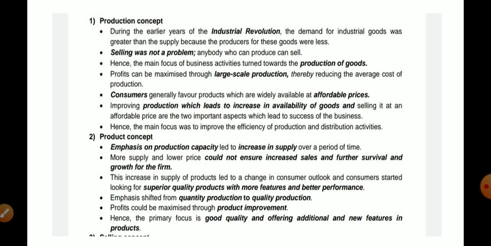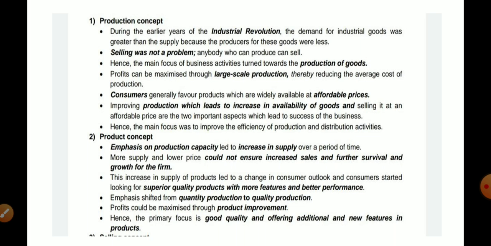Next is the product concept, an example being Apple's iPhone. They use the product concept. They emphasize production capacity and increasing the supply over a period of time. The lower price could not ensure the increase in sales, further survival and growth for the firm, so they make superior value goods. Superior quality products with more features and better performance are the main focus of the product concept.